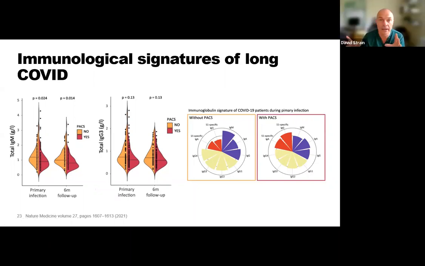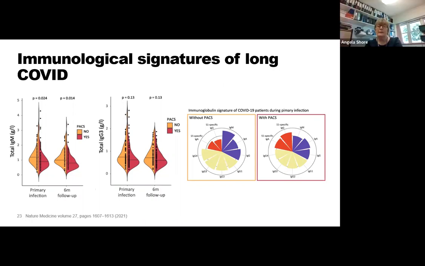Danny's then gone and done a subgroup analysis, and in the subgroup he has taken out people who've got residual symptoms from when they had severe COVID. He then looked at a breakdown of what this IgG3 was acting against, and the IgG3 in people with long COVID is acting against spike protein.